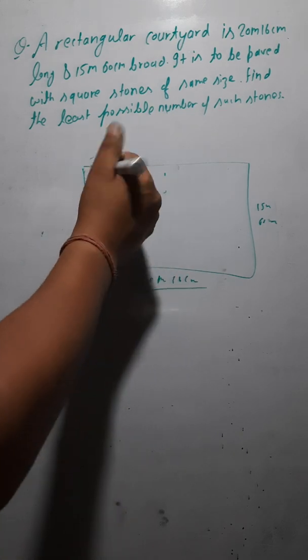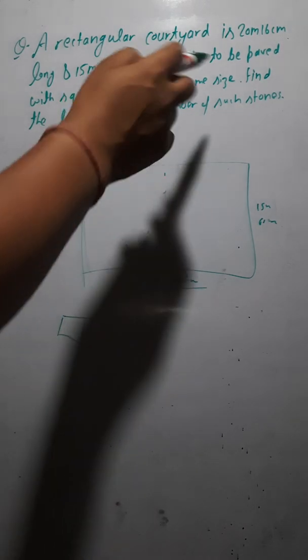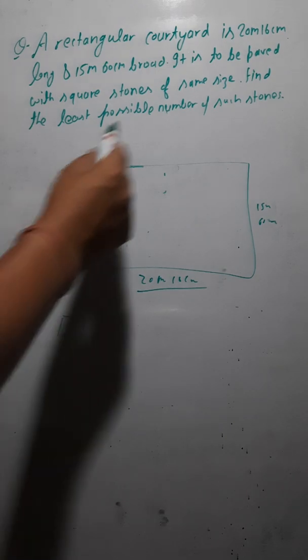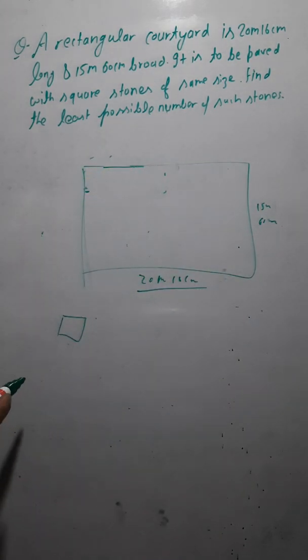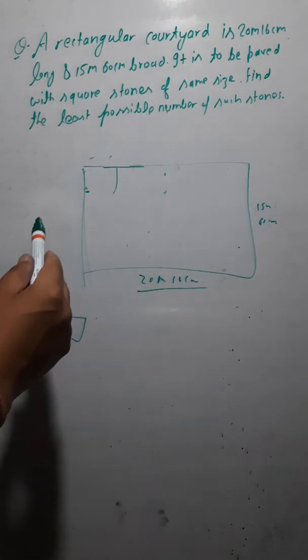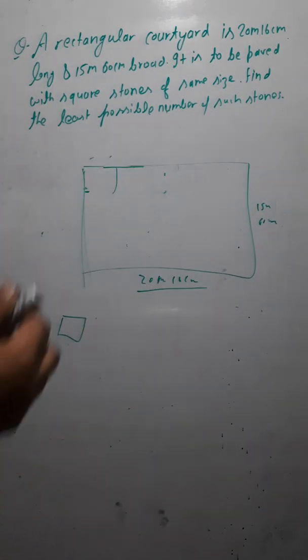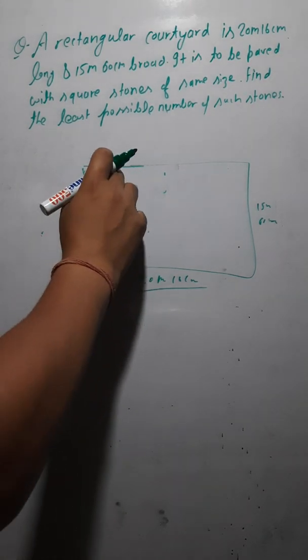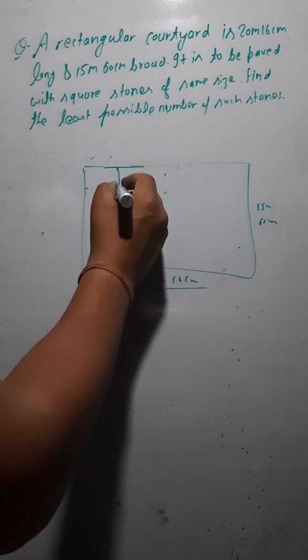Okay, so what do you have to find out? Find the least possible number of such stones. So how many stones are required to pave this complete courtyard? That you have to find out. Okay, so how many stones are required for that? Let me tell you how to do this question.